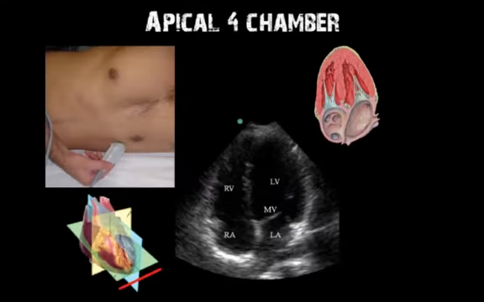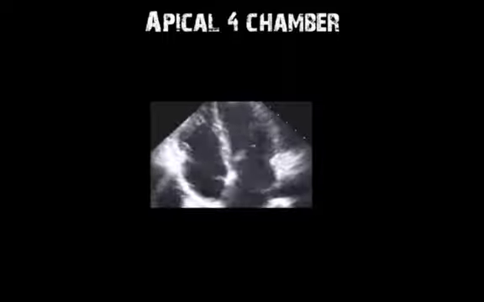Finally, the apical four-chamber view is obtained by placing the probe in the fifth intercostal space and the left midclavicular line with the probe's marker directed towards the patient's left side. As the name implies, in this view we see all 4 chambers, allowing evaluation of the anterior wall and the septum. And here is a clip of a normal apical 4-chamber view.